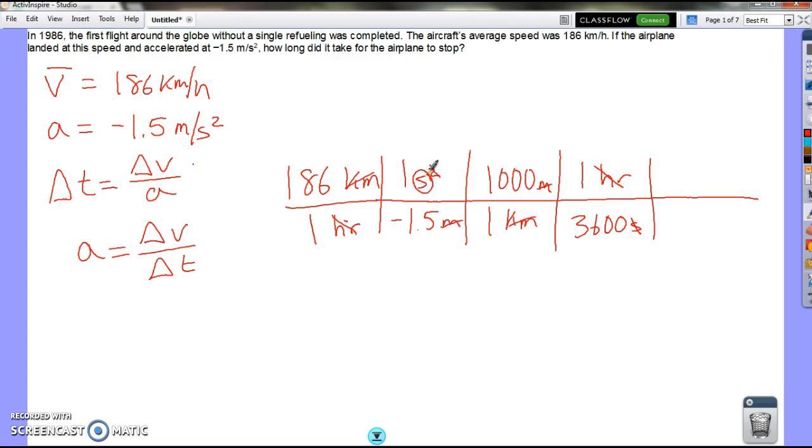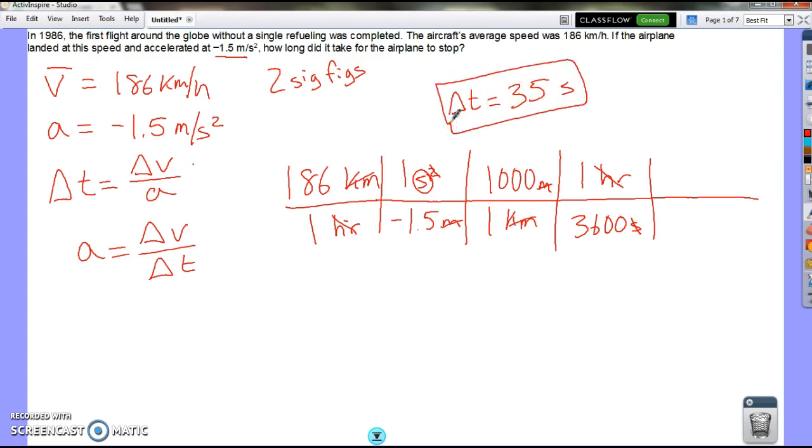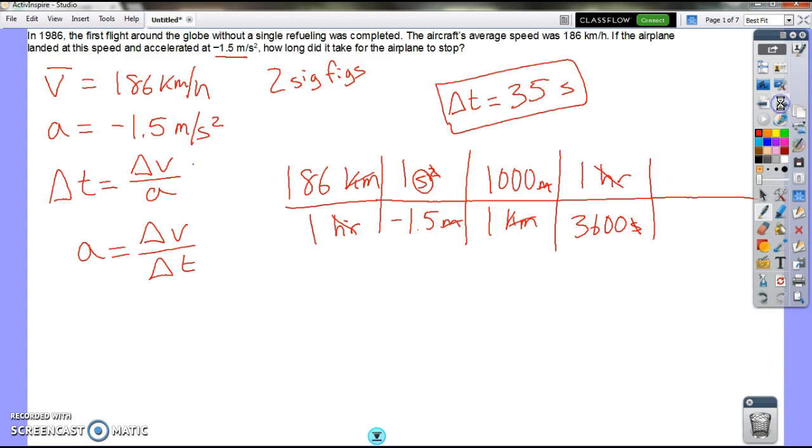We have acceleration with 2 sig figs. So our answer should be in 2 sig figs. This gives us 34.5 or 35 seconds. So that's number one. Question number two.